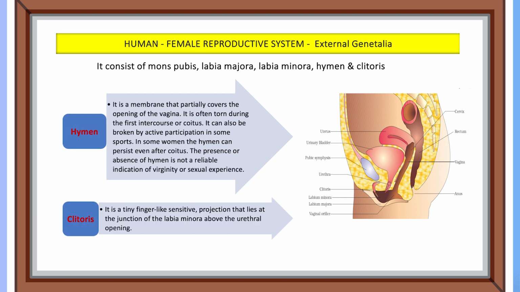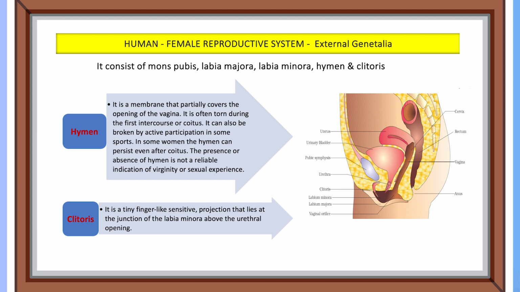The hymen is a membrane that partially covers the opening of the vagina. It is often torn during sexual intercourse. It can also be broken by active participation in sports like horse riding, cycling, or a sudden fall or jolt, and even hygienic practices like vaginal tampons. In some women, the hymen can even persist after the first sexual intercourse. The presence or absence of the hymen is not a reliable indication of virginity or sexual experience.